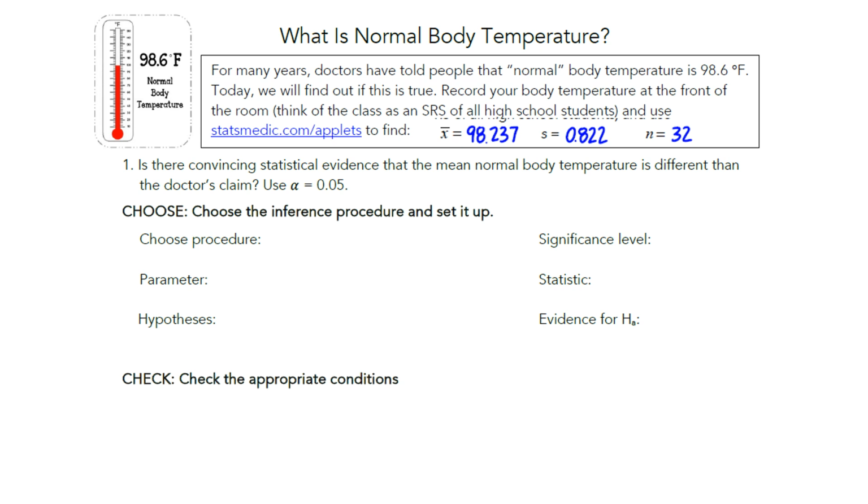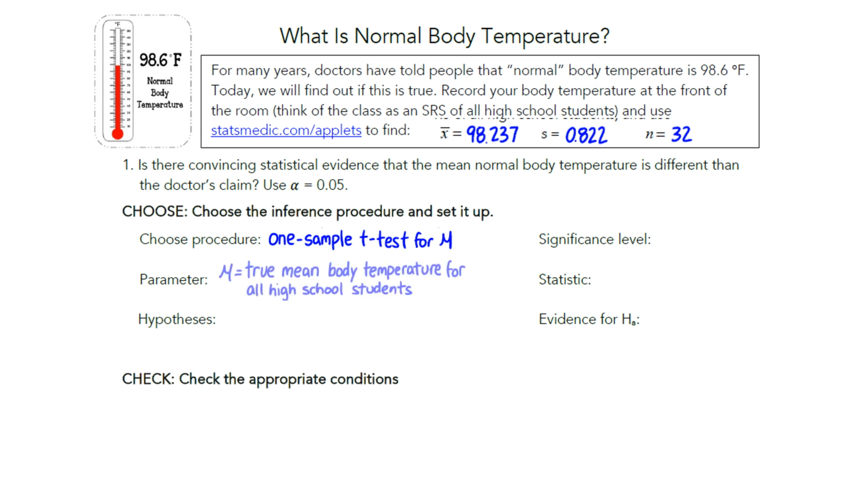Our x bar is 98.237. Our s, our standard deviation of the sample, is 0.822. And n is 32. So our procedure is now no longer going to be a one-prop z-test. It's going to be a one-sample t-test for mu. Mu is going to be, in this case, the true mean body temperature for high school students.